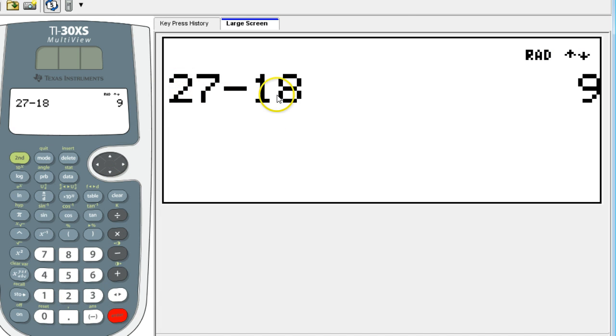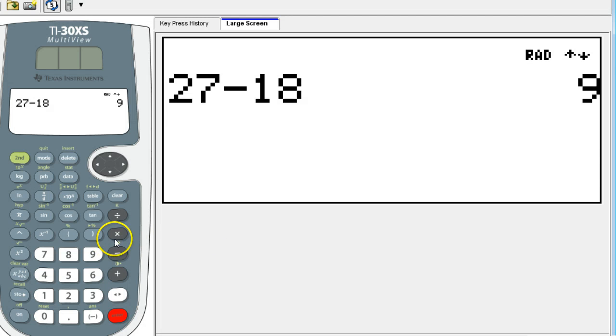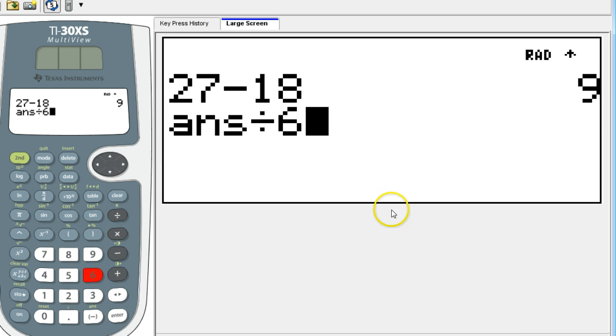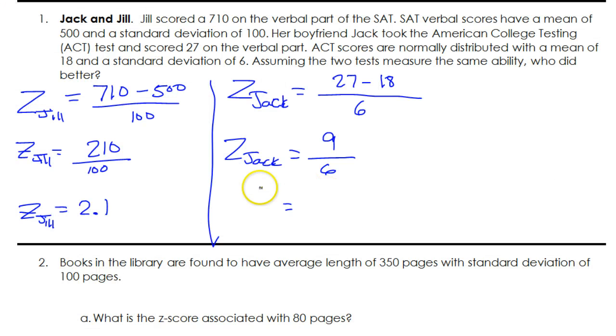Of course, 27 minus 18 is 9, so we're talking about 9 divided by 6, which is equal to 1.5. That means Jack scored 1.5 standard deviations above the mean.